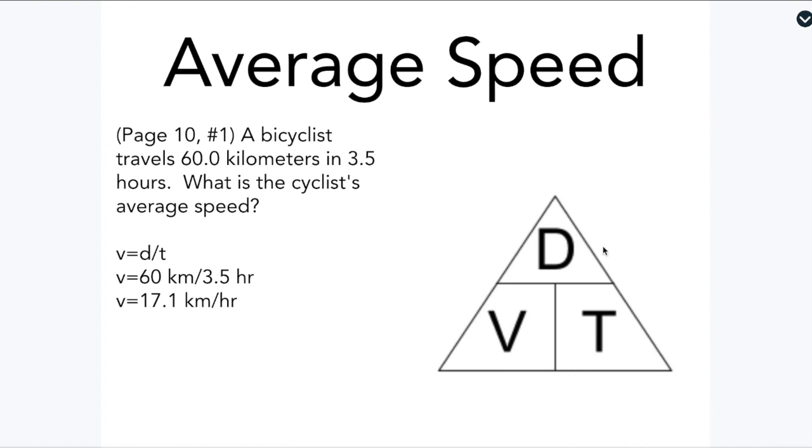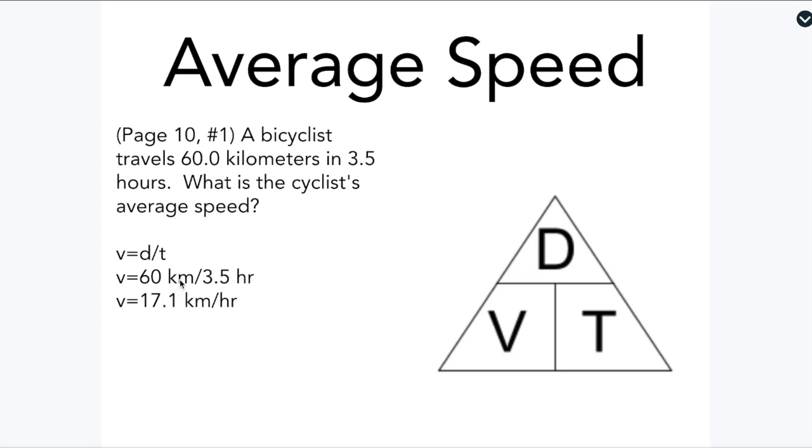All right, so let's look at problem number 1. A bicyclist travels 60 kilometers in 3.5 hours. What is the cyclist's average speed? Well, we are solving for speed or velocity, so we're going to cover up the v right here in our formula triangle, which leaves distance and time. Distance is over time, so we divide distance by time. And we will have velocity equals distance divided by time. Our distance is 60 kilometers. Our time is 3.5 hours. 60 divided by 3.5 is 17.1.